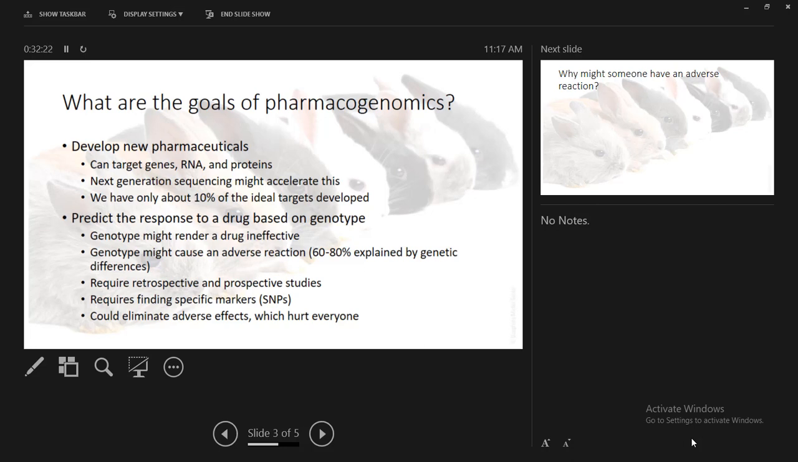Now, these require retrospective and prospective studies. Basically what you do is you treat this adverse response as a genetic illness. The adverse response to whatever that pharmaceutical is, you treat it as a genetic illness and you execute either a retrospective or a prospective study to figure out what the markers are that correlate with that genetic illness. So it requires finding specific markers.